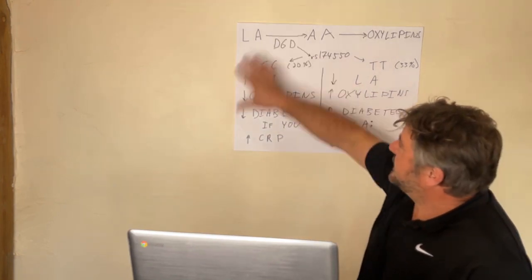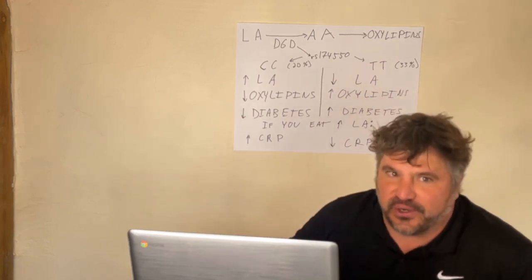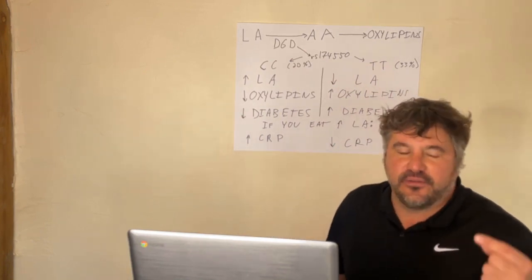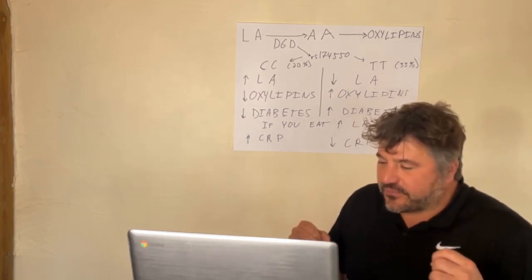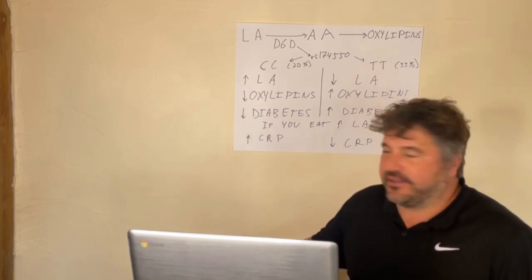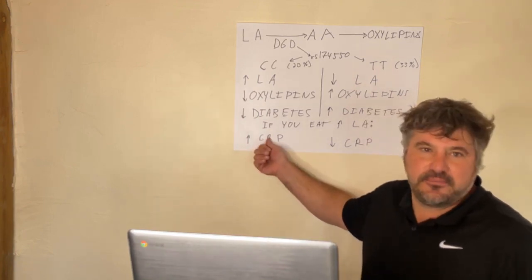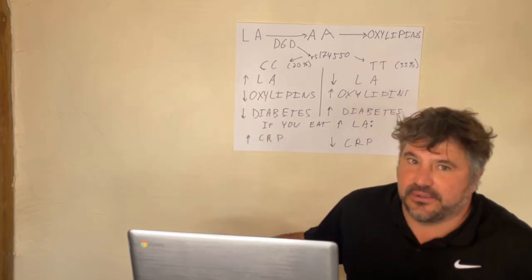And so this study is throwing a gigantic curveball into the thesis of the video that we're talking about, because the fact is, if you increase people's linoleic acid levels, in some people, CRP is going to go up, inflammation is going to go up. In some people, inflammation is going to go down.